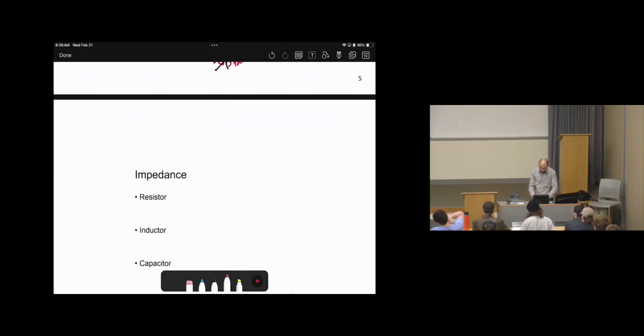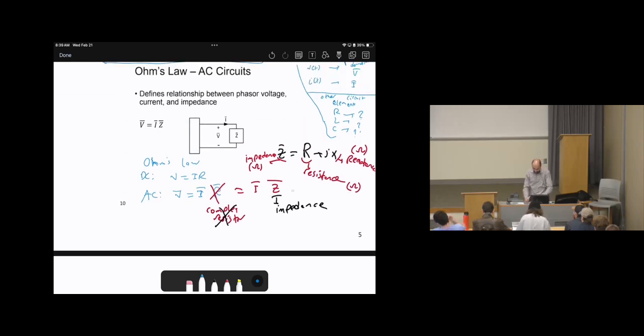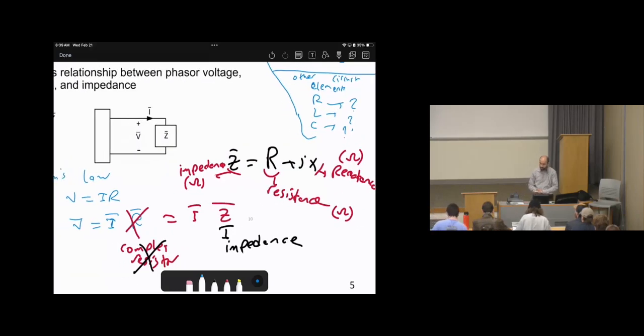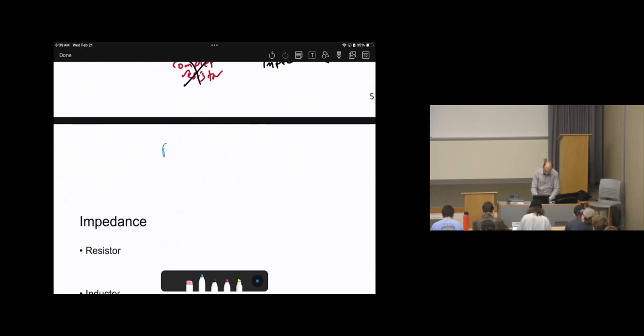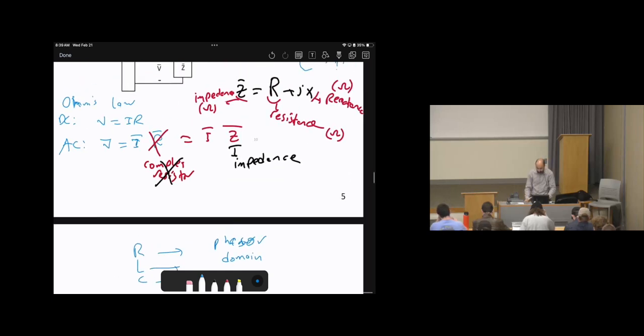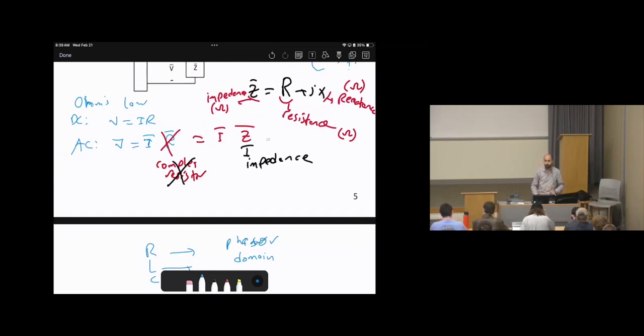Then the next thing, as I mentioned, is other circuit elements: resistor, inductor, capacitor. We need to convert them to phasor domain, R, L, C to phasor domain. That will be the topic for the next lecture. So before ending the lecture, any questions about this? Okay, so let's end the lecture.